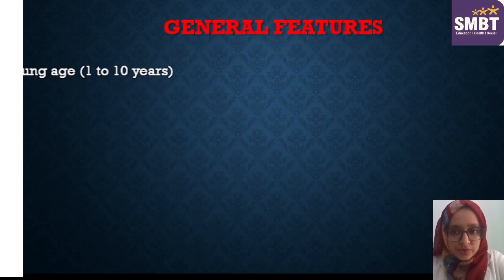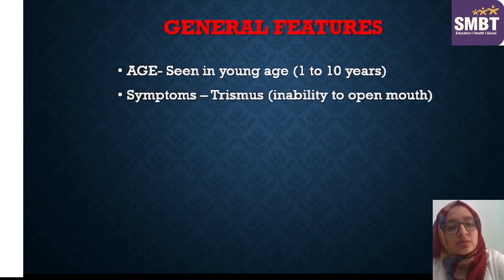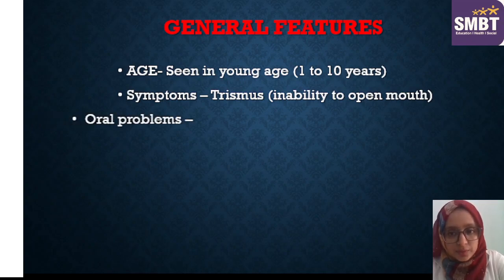Now, what are the general features of ankylosis? According to age, it's mostly seen in the younger age group, that is 1 to 10 years of age. Clinically, the patient will come to the oral surgeon or dental surgeon, reporting it nearly by the age of 8 to 9. Parents will start observing that the joint is not opening properly if it is congenital. Then symptoms: the most prominent symptom is trismus, which means inability to open the mouth.